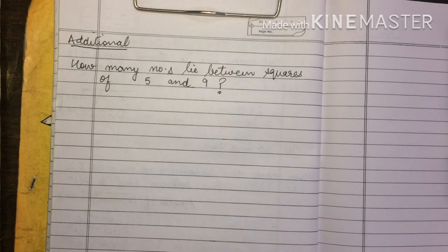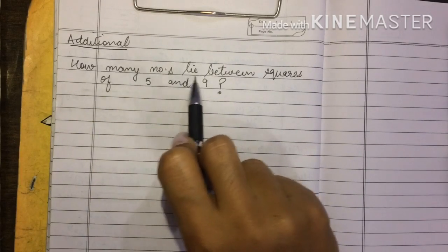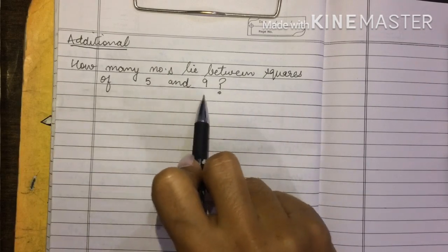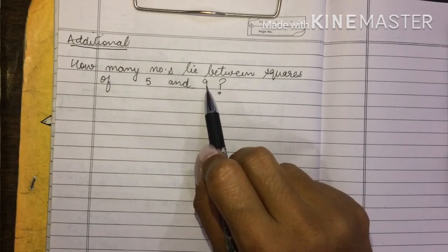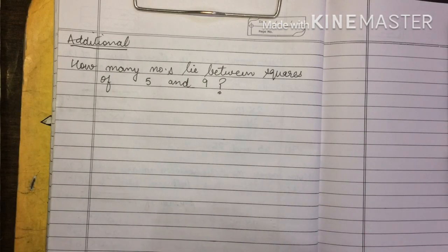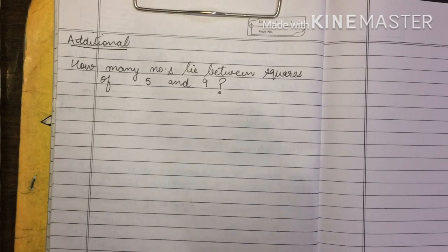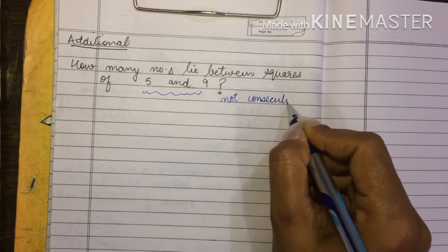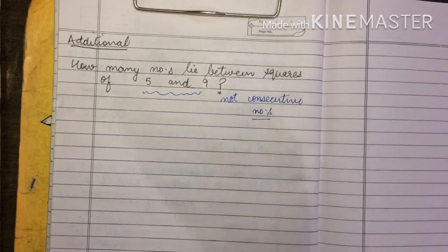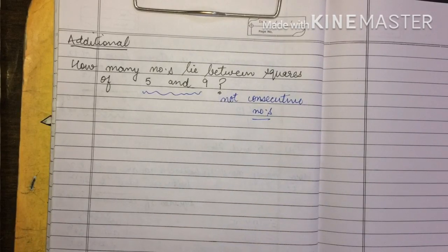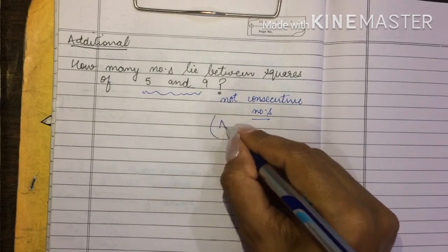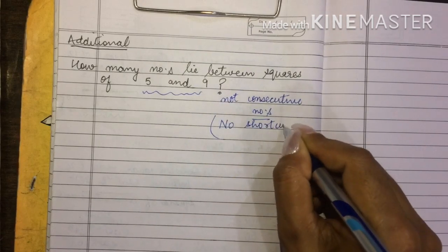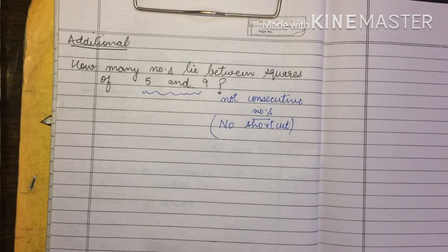Let us discuss an additional question. How many numbers lie between squares of 5 and 9? If you square 5 and you square 9, how many numbers will be there in between? How is this question different from the last question of exercise 6.1? These are not consecutive. In the counting, they do not come together. What do we do now? We don't have a formula for this. So, no shortcut. We will have to do a little work.